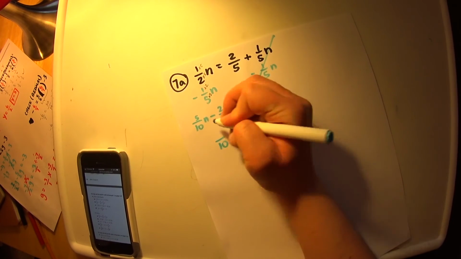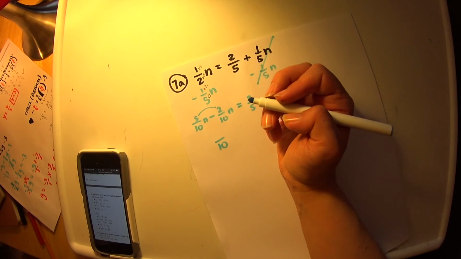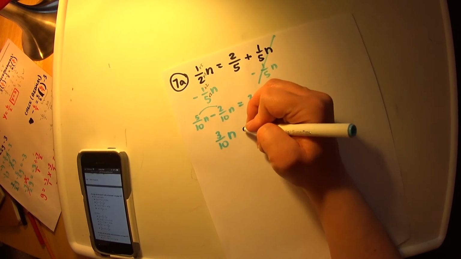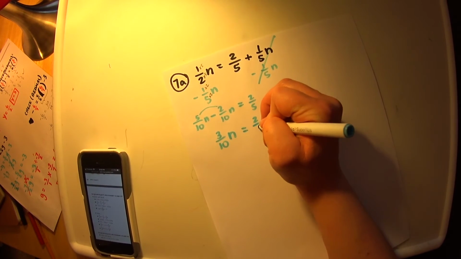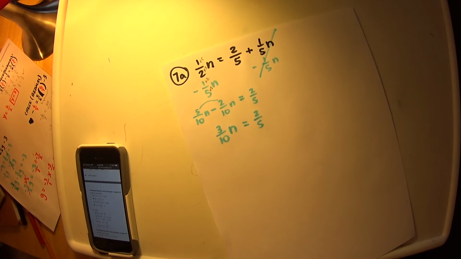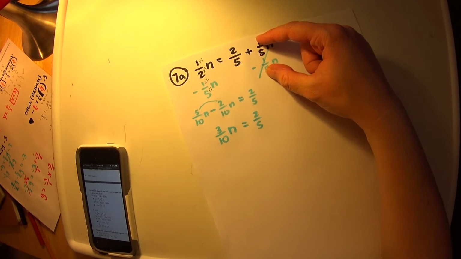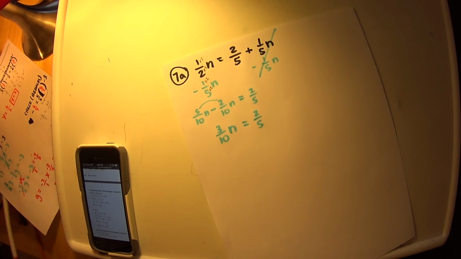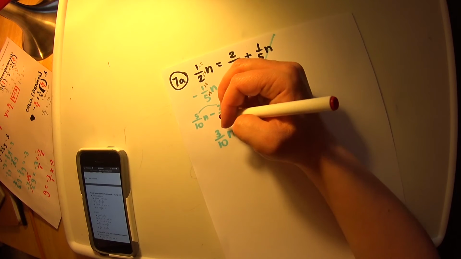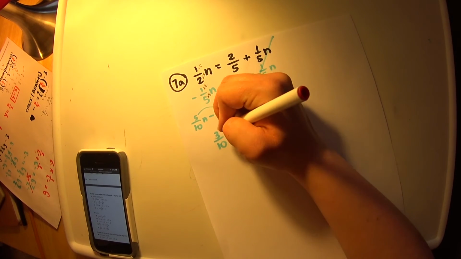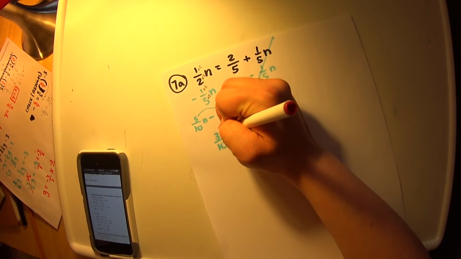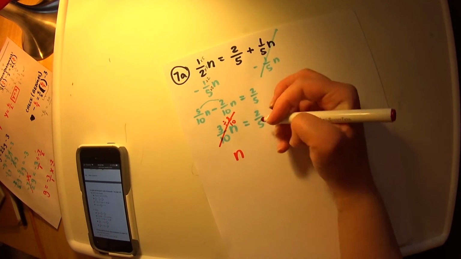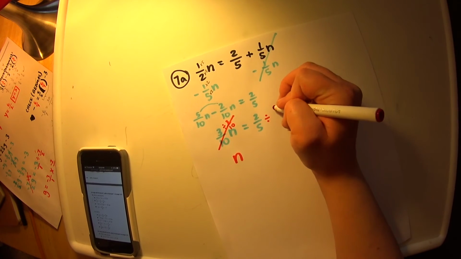Okay, so the denominator stays the same. 5 minus 2 gives me 3, and that's still an n term, equals 2 over 5. Didn't do anything with that side. Okay, all I've done is I've moved this term over to the other side and subtracted them. Here's where I'm at. Now let's cancel out that numerical coefficient. So the opposite of multiplying by 3/10 would be to divide by 3/10. 3/10 divided by 3/10 leaves me with just 1n, but then I have to do the same thing over here. Divide by 3/10.